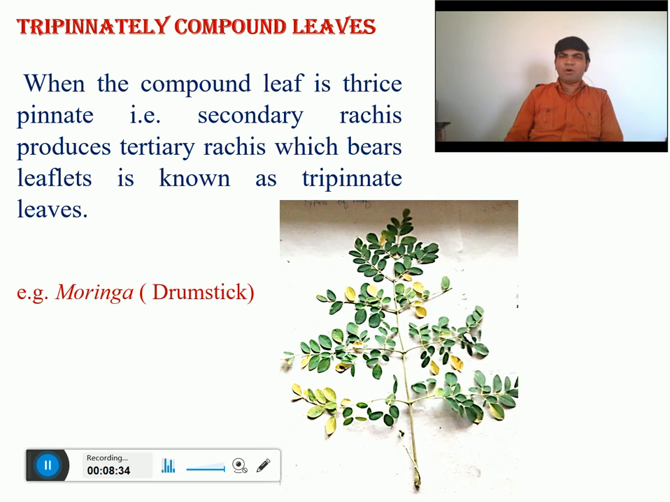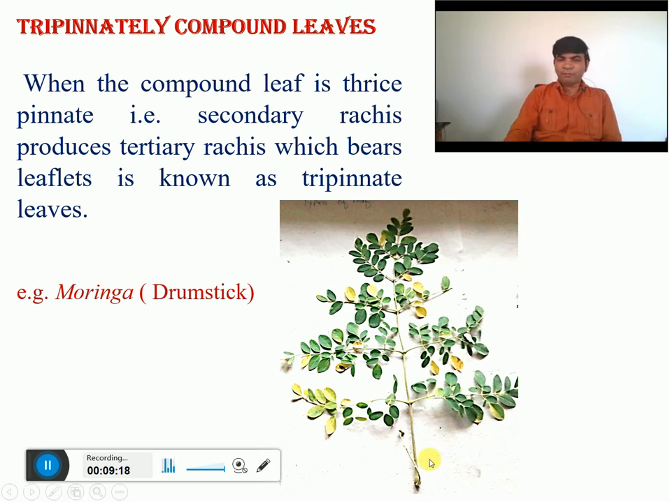Again another one, that is tripinnately compound leaf. When the compound leaf is thrice pinnate, means there is a formation of primary, secondary and tertiary rachis. That is, the secondary rachis produces again a tertiary rachis. There is a main rachis, then on it a secondary rachis, and on the secondary rachis there is a formation of a tertiary rachis or midrib which bears leaflets. That is known as a tripinnately compound leaf, or that leaf is tripinnate. The best example of this is the moringa plant, which in Marathi is called shevga, and commonly called drumstick.